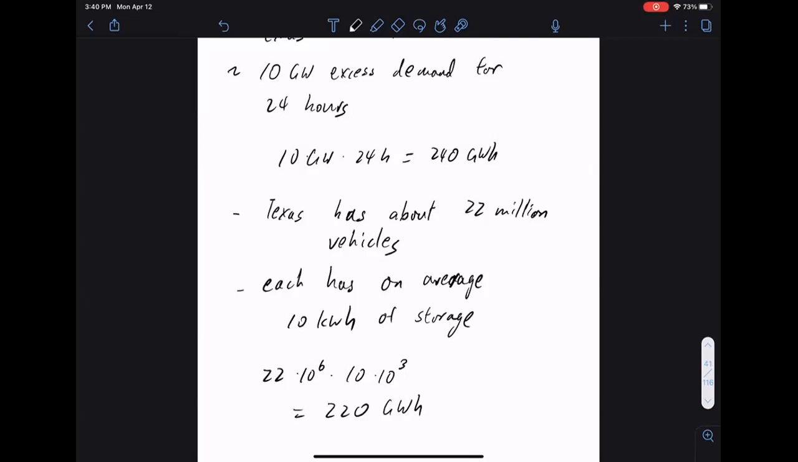Of course, this is way too simplistic of a calculation, but this ballpark calculation tells you it's not useless. It's not trivial. The two come out very close to each other. So this tells you vehicle to grid is not trivial. Even though all the vehicles being electric in Texas gives you only about this much, it's still not insignificant. This could save you from most of the blackout if this really worked.